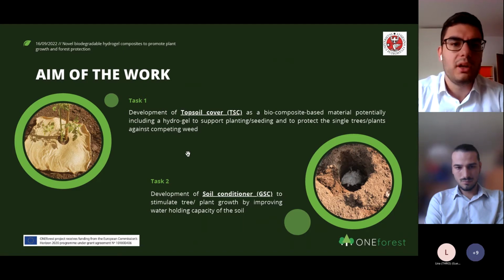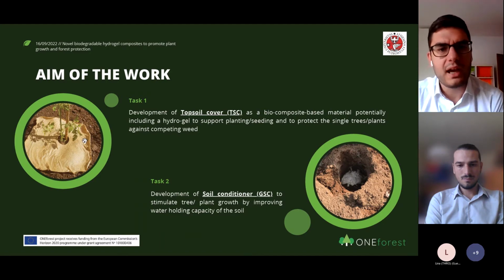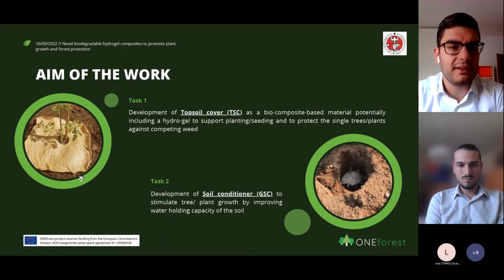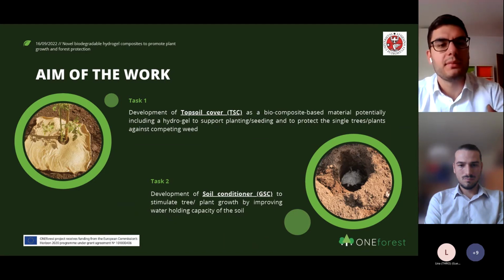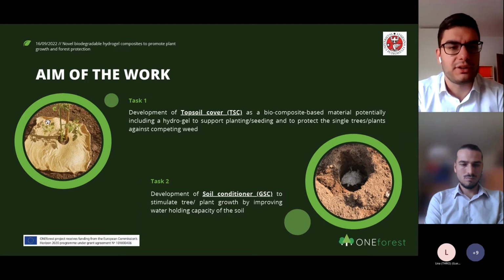So our aim, according to the other project partners and their requirements, is to develop 2 types of products. Task 1 is the development of topsoil cover, which, as you can see from this figure on the left, is a sort of mulching film placed at the base of a plant. It should support the plant during its growth by protecting it from the growth of other competing weeds, because weeds can suffocate the young tree, and also by absorbing water and reducing the water evaporation from the soil.